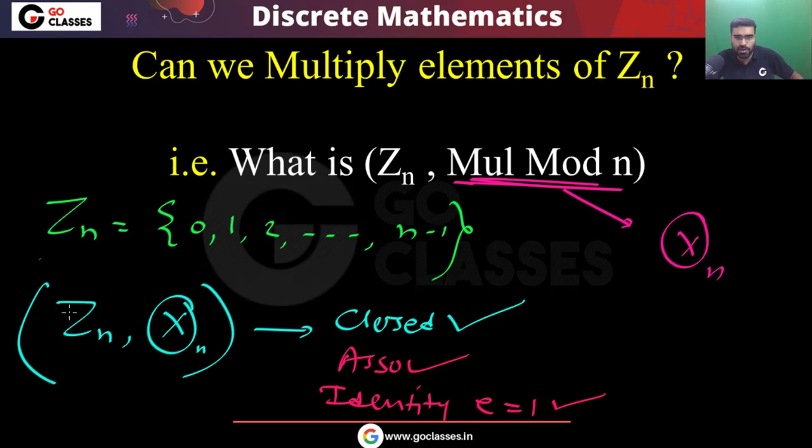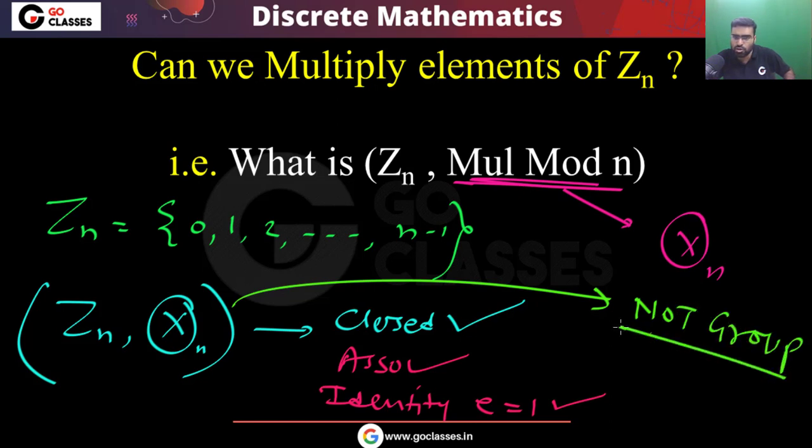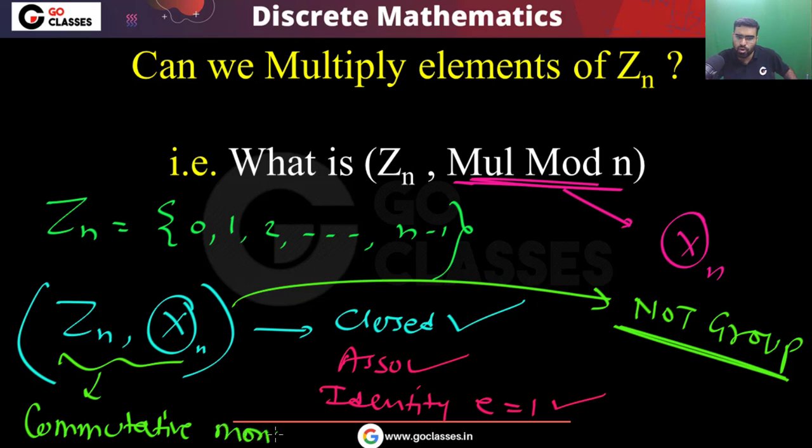But we do not have the inverse property. So I can say that this structure is not a group. Very simply, you can say that this structure is not a group. Remember, this structure is basically a commutative monoid.